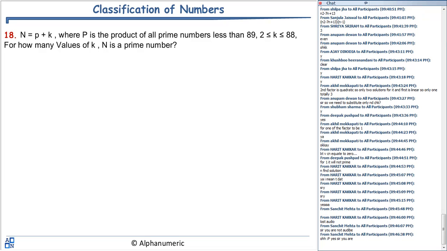The question is n equal to p plus k, where p is the product of all prime numbers less than 89, and k is also lying in the range 2 to 88. So for how many values of k is n always a prime? That is the question. So try to solve this question number 18, all of you.